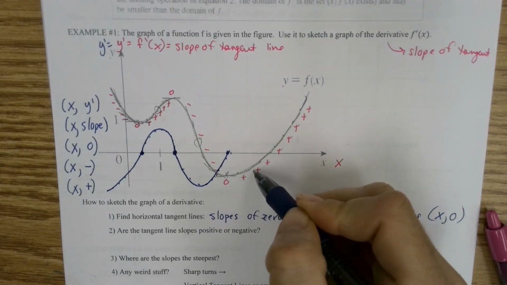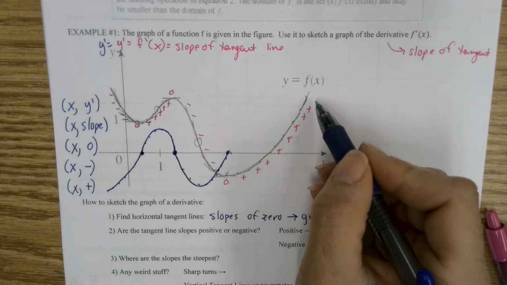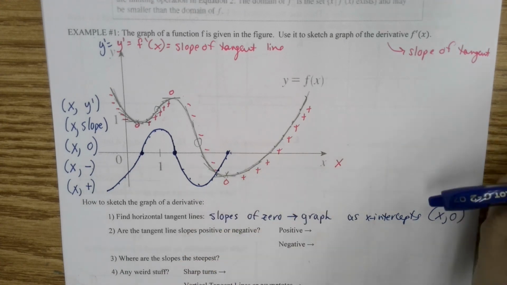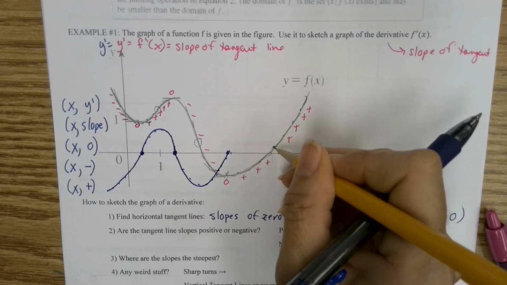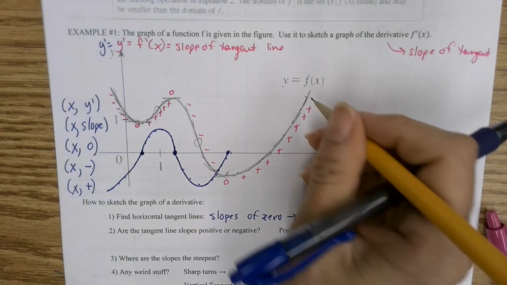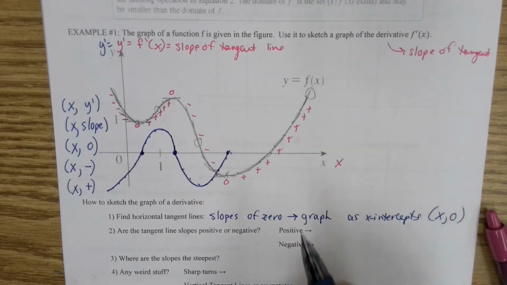Now I'm going to make this as smooth a curve as possible. And then for this last stretch over here where we have lots of positive slopes, these are going to get steeper and steeper and steeper, and the steepest point I think is going to be way out here.